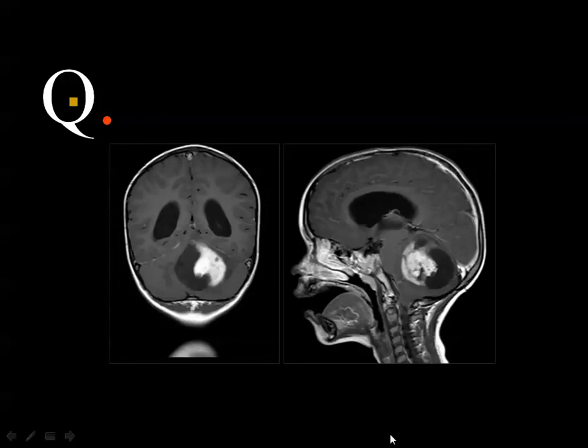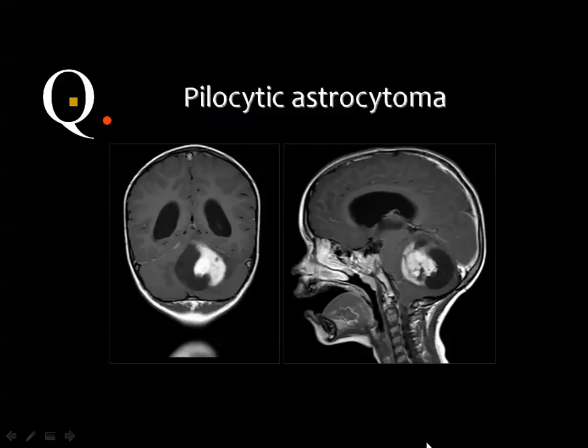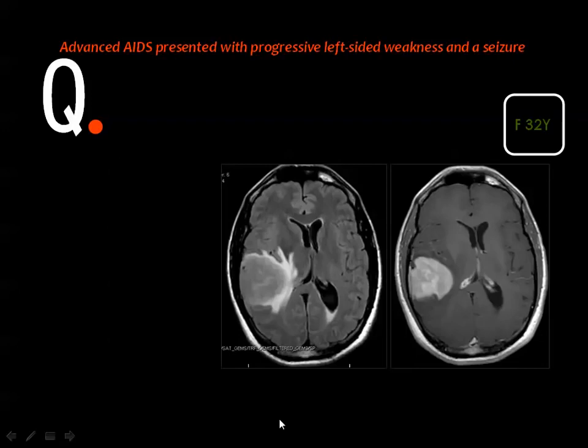MRI of the brain, T1 with contrast, sagittal and coronal. Pilocytic astrocytoma, typical lesion, cyst with an enhancing neural nodule in the posterior fossa. You know that this is a child looking from its age.